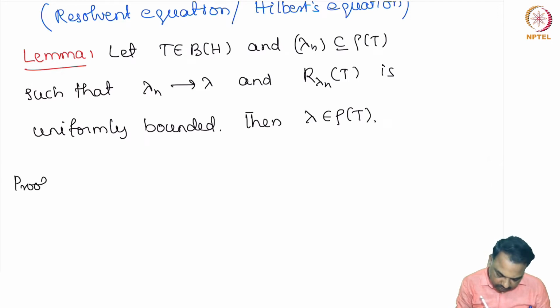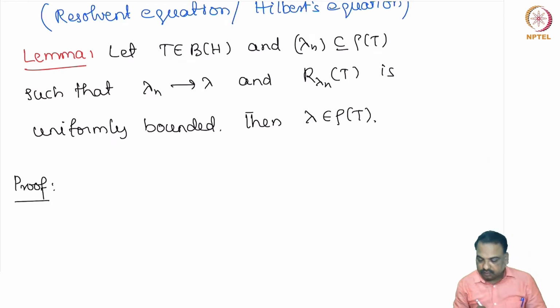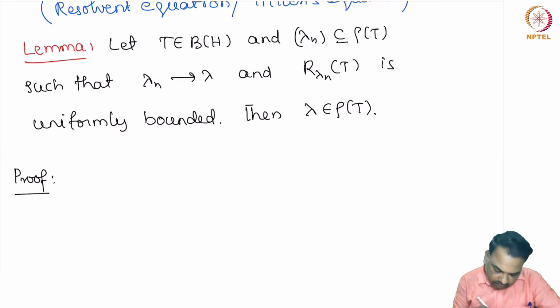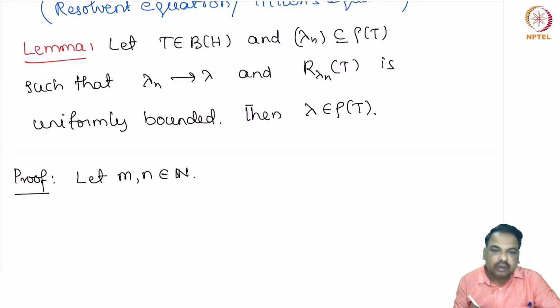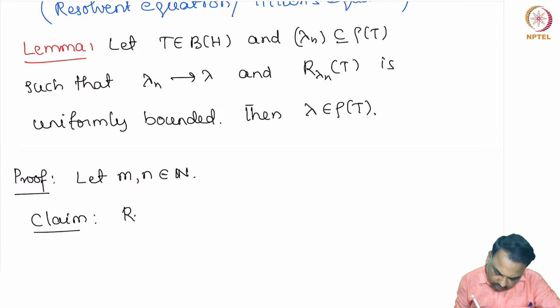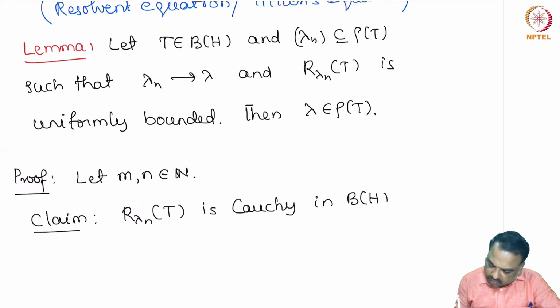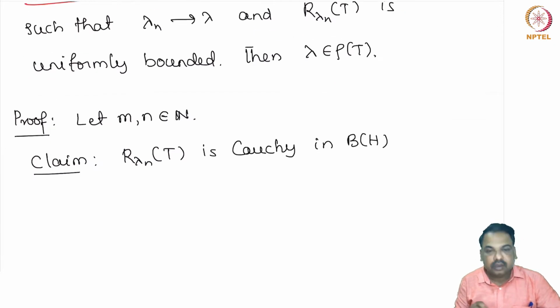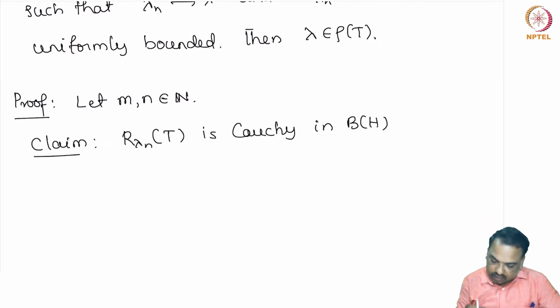So let us prove the lemma. Let us take natural numbers m and n in N. We want to claim that R lambda n T is a Cauchy sequence in B of H. We know that B of H is complete, hence we can conclude that this is convergent. Now using that limit, we can get an inverse for T minus lambda I.